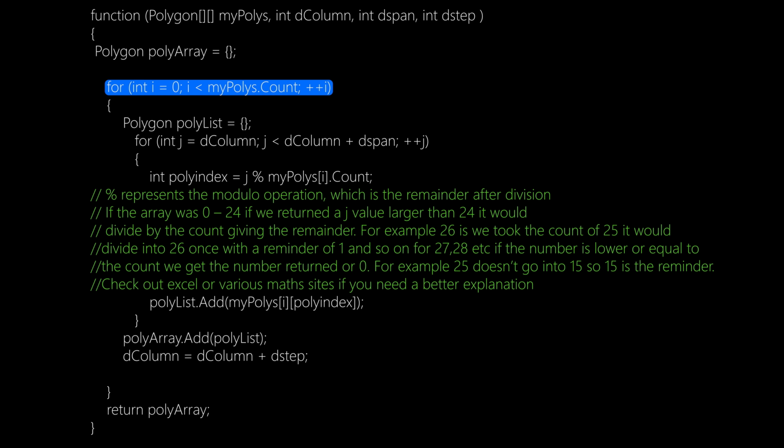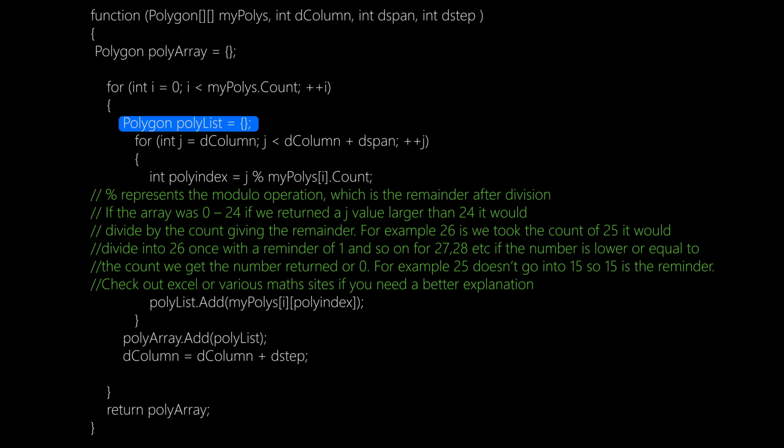Then we start a loop. We first start the first loop, and as you remember from last time, we're starting from the row itself. So for int i equals 0 up to the count of my polys, which is the rows themselves. Then straight away we want to dive into the actual columns of the polygon.